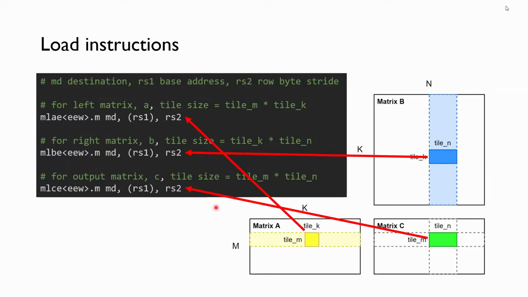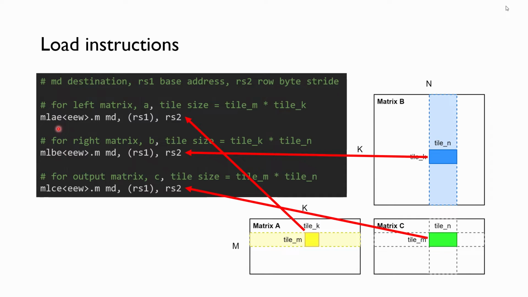Okay, let's look at the load instructions. The load instructions load a matrix tile from memory to a matrix register. The first letter here, M, is short for matrix, which indicates it is a matrix instruction. And the second letter L here stands for a load operation. The third letter here may be A or B or C. These letters indicate the shape of the tile to be loaded. Also, it indicates the destination register types.